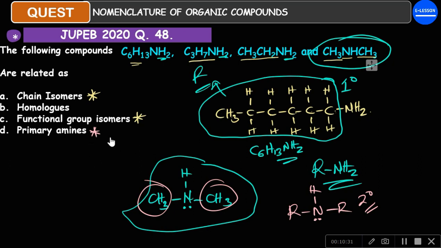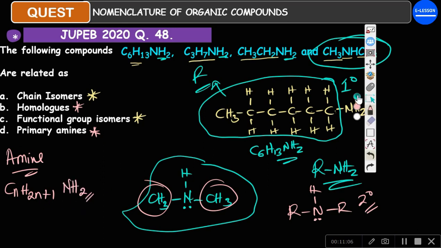But another thing again is, are they homologous? That means, are they homologs rather? Homologs are the members of the homologous series. Are you getting it? The members of the homologous series are called the homologs. Is that understood? Now, if you look at them very well, all of them are amines, whether primary, secondary, or tertiary. And they correspond to the general formula CnH2n+1NH2. This is the general formula of the amine homologous series.